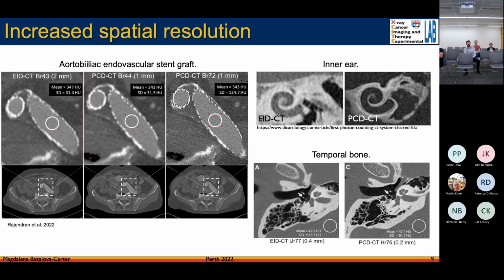I know that this PCT-CT image has a slice thickness of 0.2 millimeters and EID-CT 0.4 millimeters, which is actually quite interesting because that's difficult to get on EID-CTs. One of the reasons why we can get higher spatial resolution is that the pixel pitch, or pixel sizes, in PCT-CT can be smaller than EID-CT, and the signal doesn't spread as much inside the detector. So increased spatial resolution and decreased imaging noise are the two main benefits of PCT-CT, at least as far as I'm concerned.